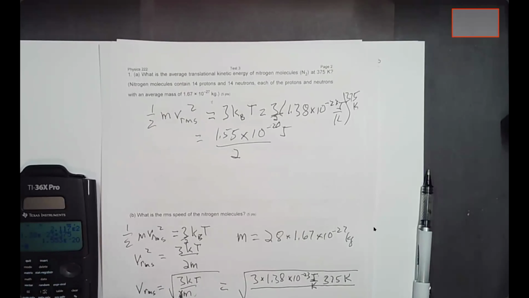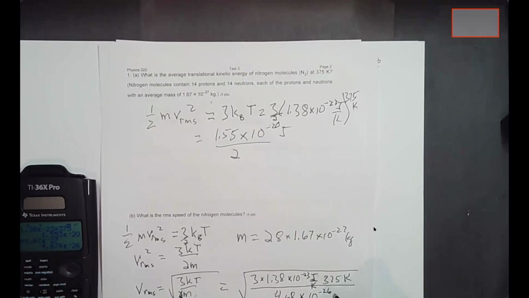So 28 times 1.67, and it's 4.68 times 10 to the minus 26 kilograms.